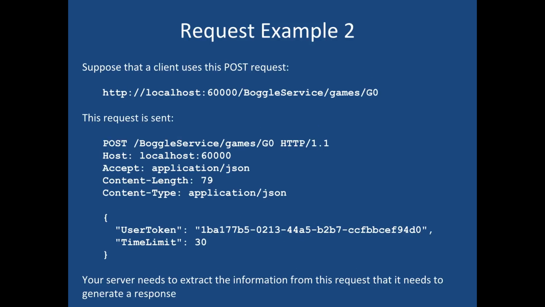Okay, here's another kind of request. So let's suppose the client does that. And so what comes in is POST /boggleservice/games/G0 HTTP/1.1. Now what does that endpoint mean? When do you post as opposed to get to games? That's joining a game. So, right, that's joining the pending game. So you make a post for that.